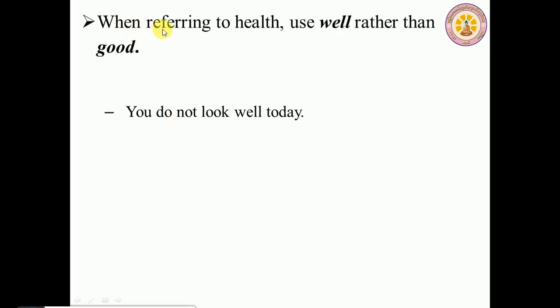Okay, one more. When referring to health, use well rather than good. When referring to health, we usually use well rather than good. Example: I do not feel well. Well here expresses health. Also, feel is a linking verb, but we still use well. You do not look well today. Well here refers to health. So we use well.